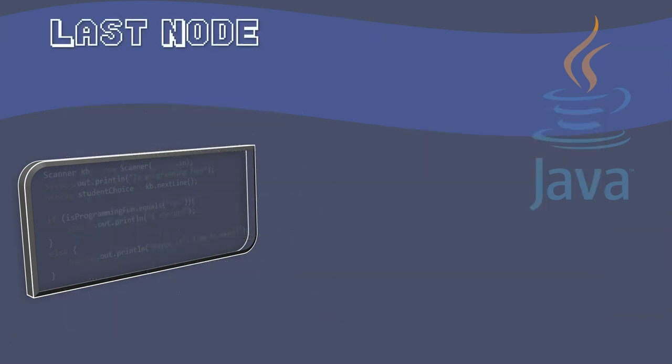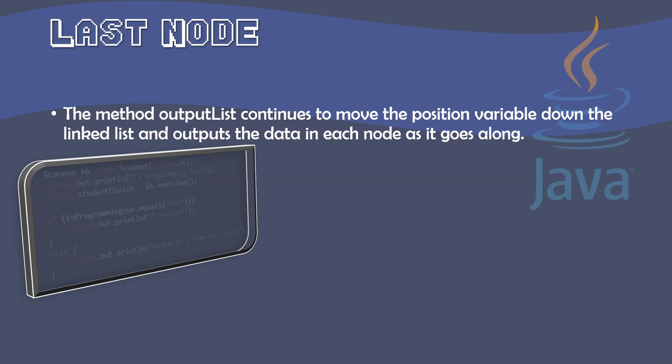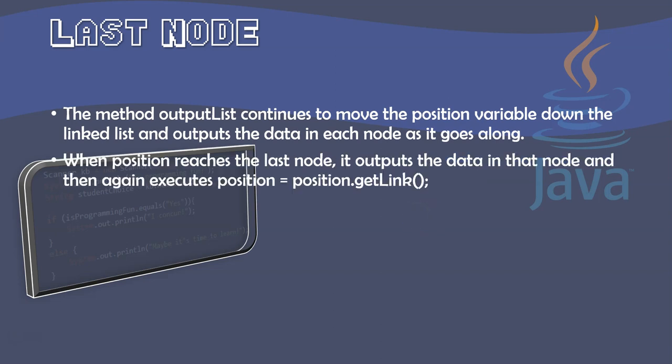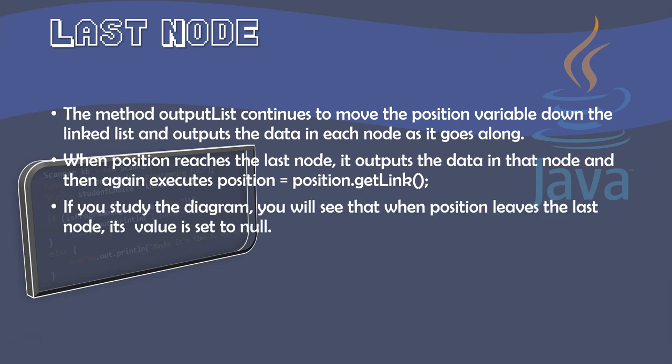Now, when we actually start talking about that last node, the method outputList continues to move along down the list and outputs the data in each node as it goes along. When it reaches that last node, it's going to output the data in the node, and then it's going to execute position equals position.getLink. However, you might have already noticed that at this point, our code is reaching the end. You'll see, hey, we're getting to the end.